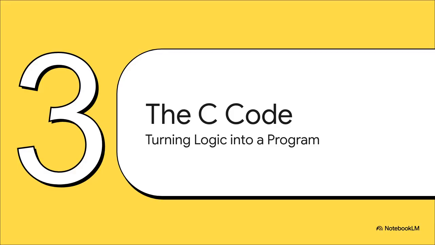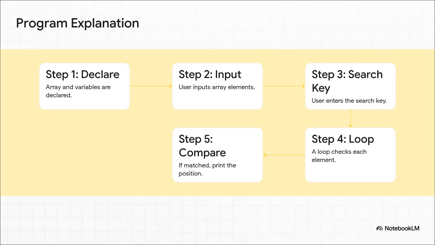But what does this actually look like when we turn it into code? Let's take a look at how we'd write a C program to do exactly what we just walked through. So here we have a really simple C function that does a linear search. Let's break it down.